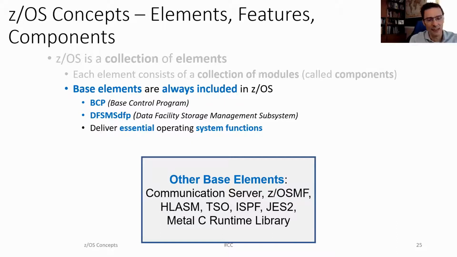You have another component which is going to be accessing the storage on the system. That's called DFP or DFSMS DFP, and other things. For example, Communications Server allows you to have TCP/IP communication with all of your remote sites and other zOSs through that, and many other things. Even some compilers are included in the base. So when you order zOS, you get all of those things automatically.